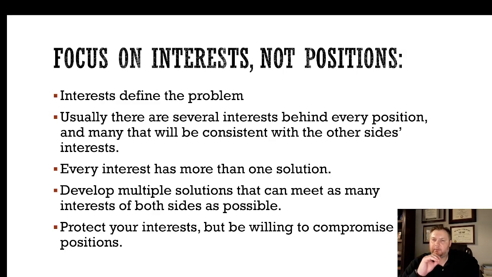Usually, there are several interests behind every position, and many that will be consistent with the other side's interests, and that's where you cut the deal. That's how you get people to say yes to things that on the outside seem like there's no way you can get a deal done. Because on the outside, based on positions, it seemed like there's no way we can get a deal done. But you know why we can get a deal done? Because our interests are actually kind of close. Or I can meet your interests. I couldn't meet those initial positions, but I can meet the interests that underlie.